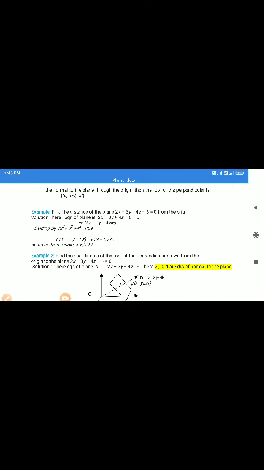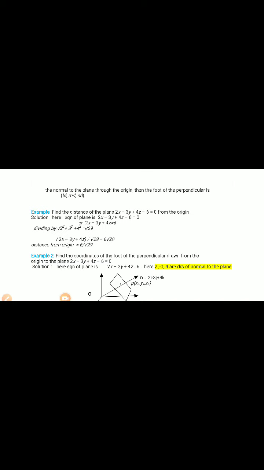Example: find the distance of the plane 2x minus 3y plus 4z minus 6 equals 0 from origin. You have to find this distance from origin. Here you write this as 2x minus 3y plus 4z equals 6. Now divide it by the square root of the coefficient of x squared plus coefficient of y squared plus coefficient of z squared, that is 2 squared plus 3 squared plus 4 squared, and we get root 29.